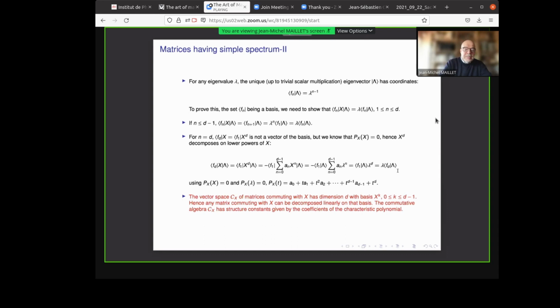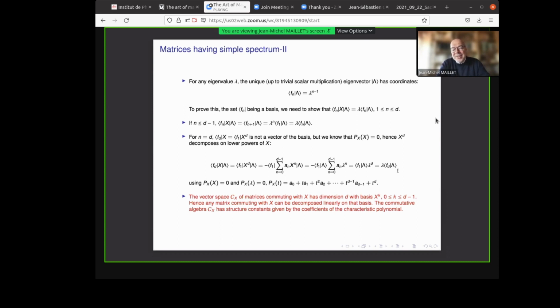And in fact, what is very important here for the rest of the talk is that if you consider the vector space Cx of matrices that are commuting with X, it has exactly dimension D as a vector space. And its basis could be taken as just the powers x to the k of the initial matrix X for k from 0 to D minus 1, which means that any matrix commuting with X can be decomposed linearly on that basis. And moreover, if you look at the basis vectors of C of X, which are the x to the k, you can compute they form a commutative algebra.